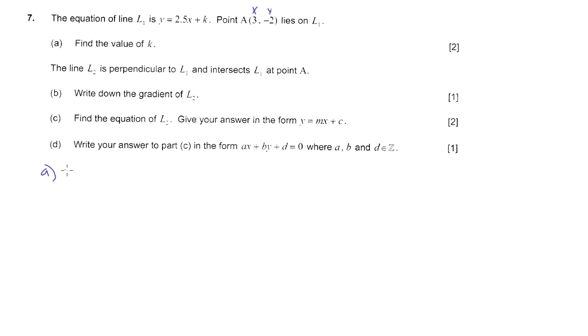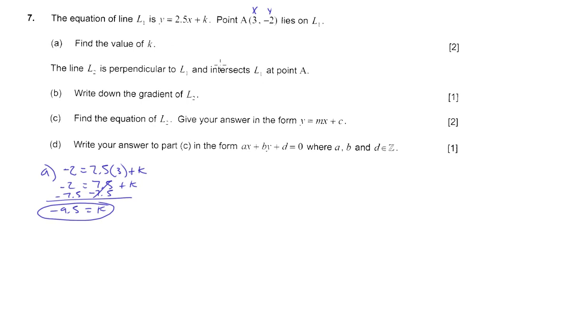So we have y, which is negative 2, equals 2.5 times x, which is 3, plus k. So we get negative 2 equals 2.5 times 3, which is 7.5, plus k, and we subtract 7.5 from both sides, and we get that k is negative 9.5. Okay, so that's part A. Next it says the line L2 is perpendicular to line L1 and intersects L1 at point A.